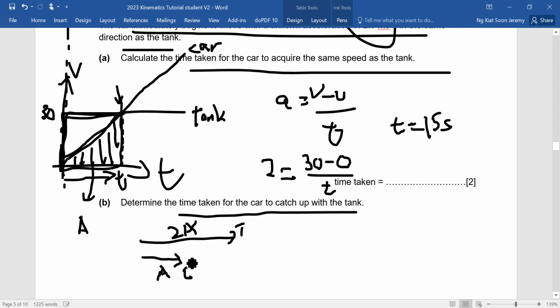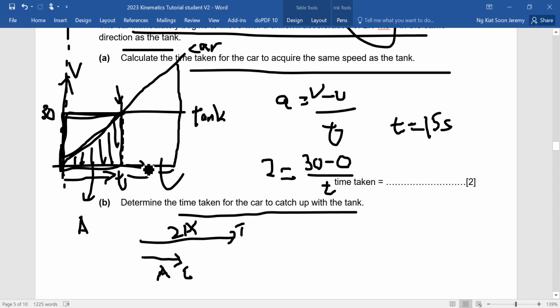And this is 15 seconds. When can the car catch up with the tank? The car is behind by A, right? So I need to find the time whereby the car covers an area of A more than the tank. Luckily, after this time t of 15 seconds, the car is actually starting to catch up with the tank already.